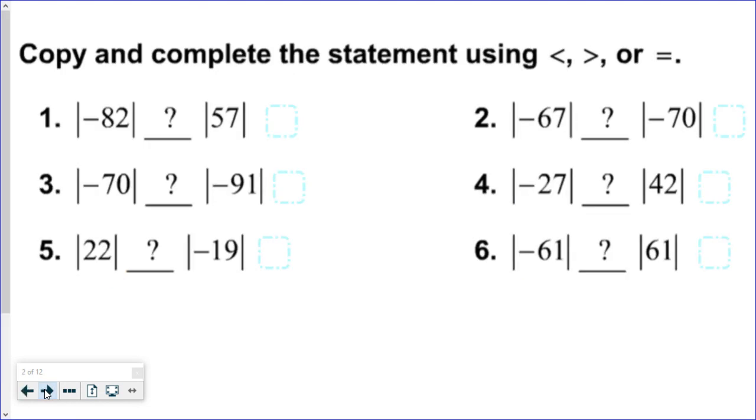Okay, try these. Use the greater than, less than, or equal to symbols. So again, remember, you are comparing really 82 and 57. So try these. Pause the video.